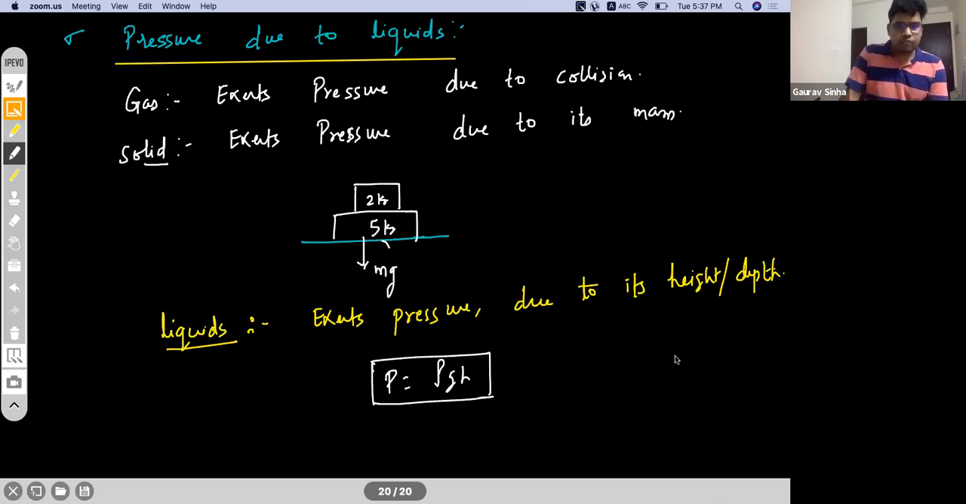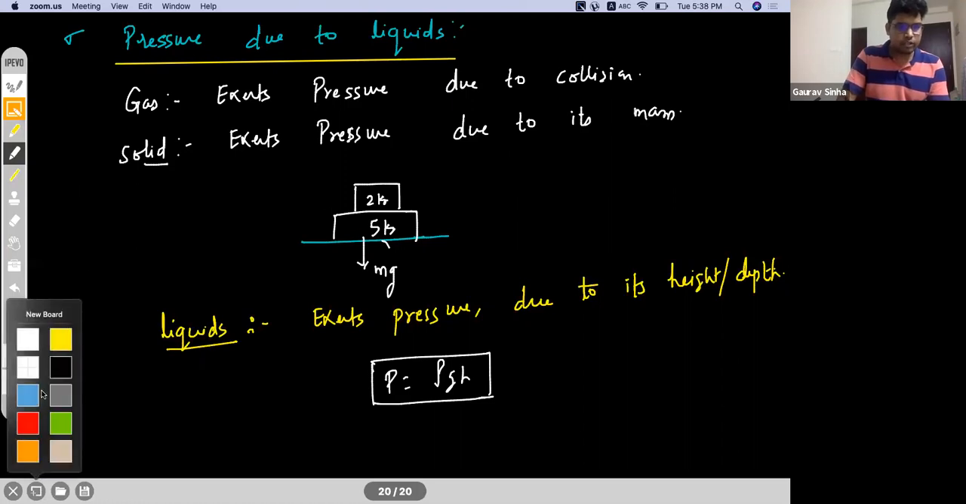Okay, so based on this formula, we are going to use this formula only. How do we get this formula? Quickly we'll see this, and what kind of problems we are going to get, that we'll discuss. Correct. So now you see, we are going to discuss a device that is a barometer, which we use to measure pressure.